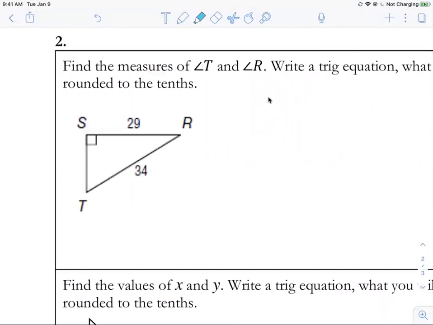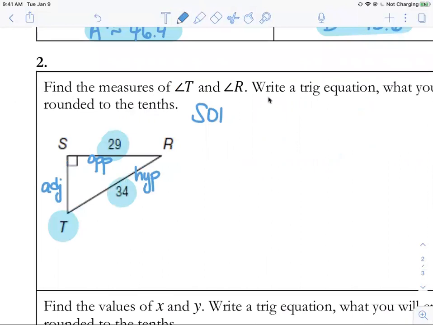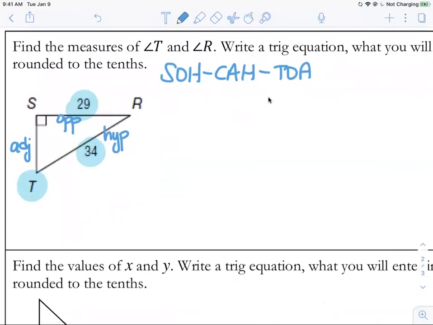Okay, so for angle T, I've got 29, I've got 34. I'm going to start by saying across from angle T is our opposite. Our hypotenuse is always across from the right angle. And then our adjacent to angle T is the other leg. I'm always going to write SOHCAHTOA to help us remember what we're doing. So in relation to angle T, I've got opposite, I've got hypotenuse. Well, opposite over hypotenuse, that's going to be sine.